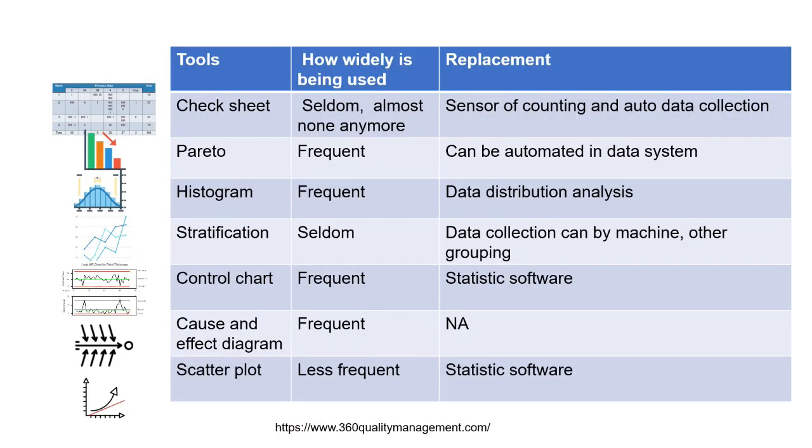Those QC tools were created more than half a century ago, where there was no PC or AI data tools in that era. It is time for us to review whether they are still valid using today's technology. Let's look at the check sheet. Today, I think it's seldom used as we already have auto data collection, with sensors counting by themselves. Pareto is still frequently used, and actually it could also be automated in the data system.